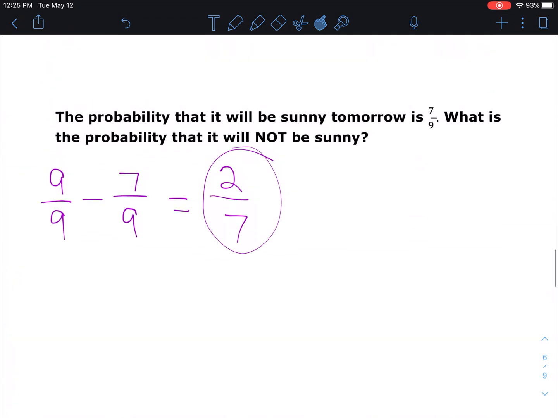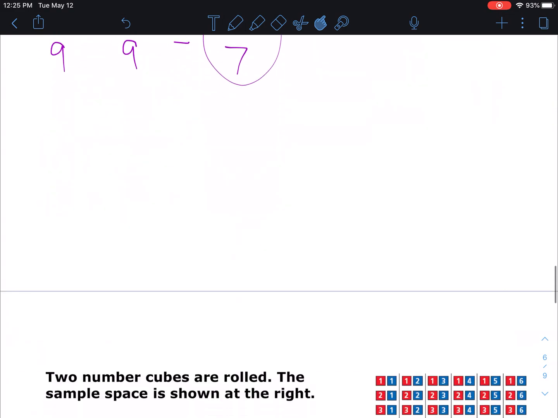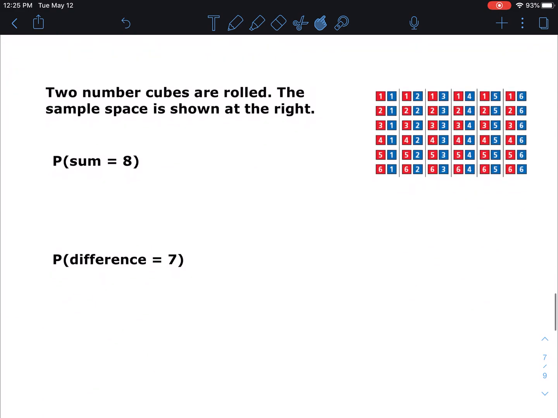So hopefully that makes sense. But just when you're looking at this, be sure you're looking and reading carefully. All right. So now just starting to get into a little bit more ones that you've got to be a little bit more careful with, a little bit more challenging.